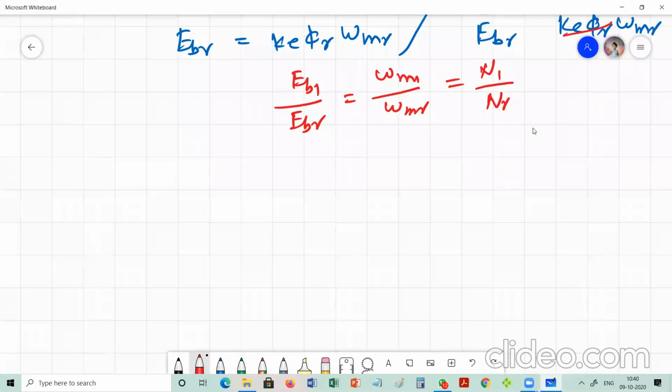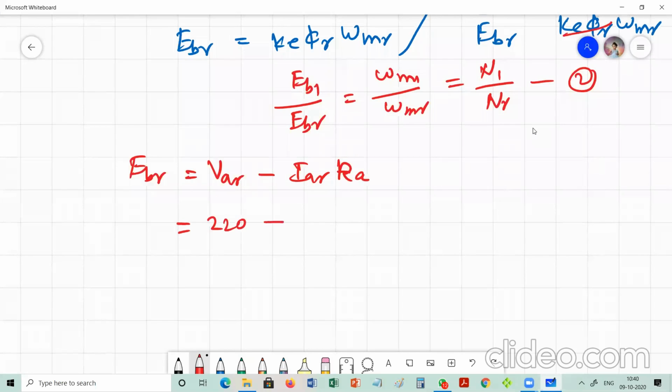So to calculate EB1, we have to calculate EBR first. I will give it as equation number 2. So EBR is equal to VAR minus IAR into RA, where VAR is given equal to 220 volt, IAR they have given equal to 500, and the armature resistance RA they have given equal to 0.02, and we have calculated it. EBR is equal to 210 volt.